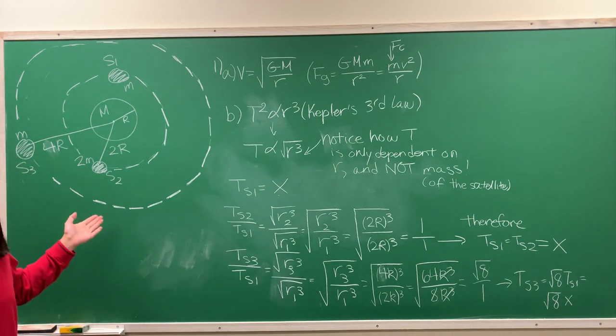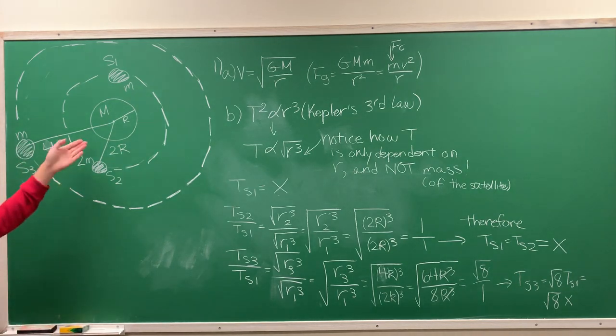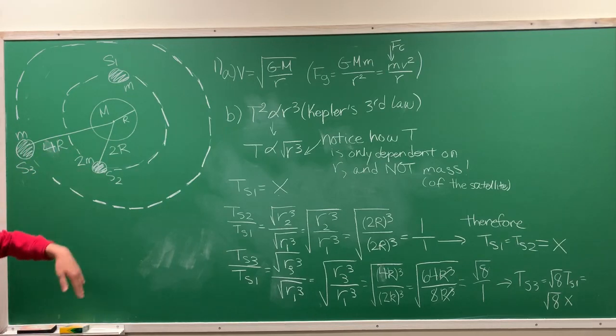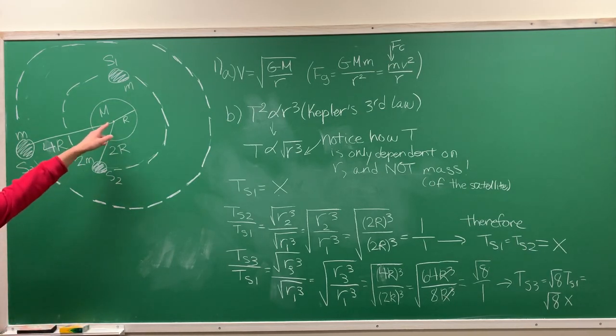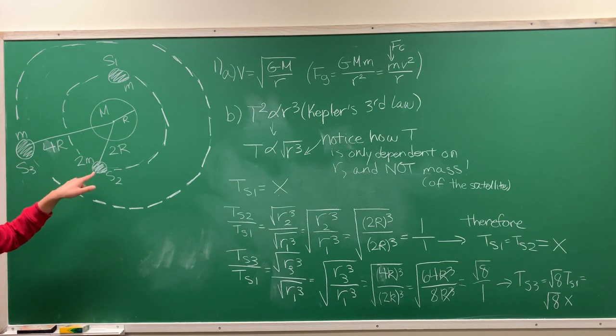So as you see, I've drawn a picture here of the mass of the Earth and then the satellites orbiting them with the different radii. And just to make it clear, the radius is defined to be from the center of the first object to the center of the second object, so just be careful of that.